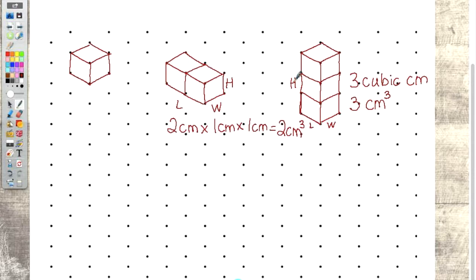So let's plug numbers into these letters. What is the length? 1 centimeter times, what is the width? 1. And don't forget your labels. Times, what is the height? 3. Hopefully my board will catch up with me. Equals 3 centimeters cubed. Okay, kind of have the idea?